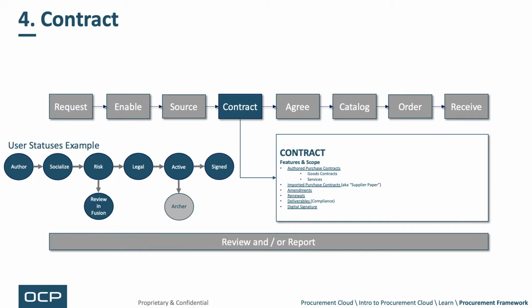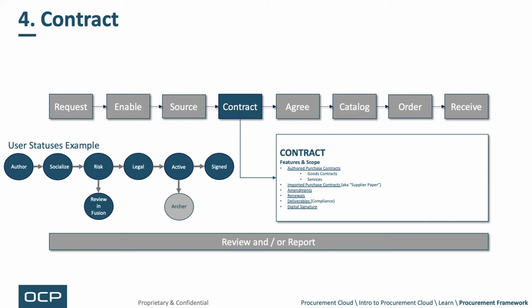Next, contract. So you can see here under features and scope, you can author purchase contracts, so whether they're goods contracts or services contracts. You can also import those same contracts. You can do amendments, renewals, deliverables, which are the compliance tasks associated with authoring contracts. And then you may use something like a digital signature as well. So these are all features in scope under the contract train stop or task.